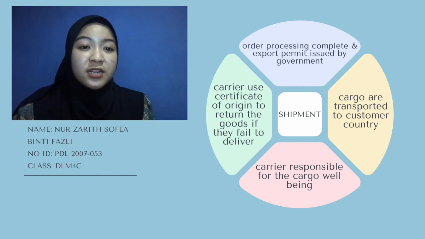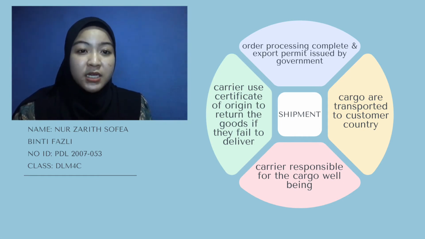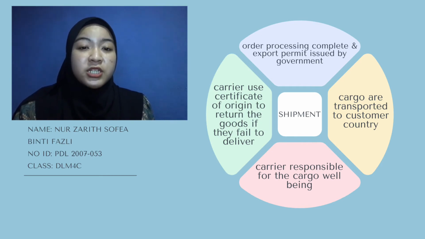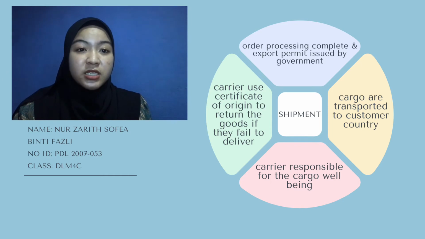My name is Zarith Sofea, and I'm here to talk about the shipment. Shipment is the process of transporting the cargo from the origin place to the customer's country. Shipment can only be made after the export permit has been issued by the government. The carrier is responsible for delivering the goods to the customer in good condition. They are also responsible for any accident that happens during the shipment, such as stolen goods.